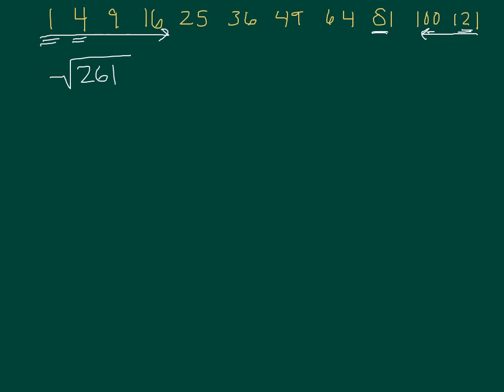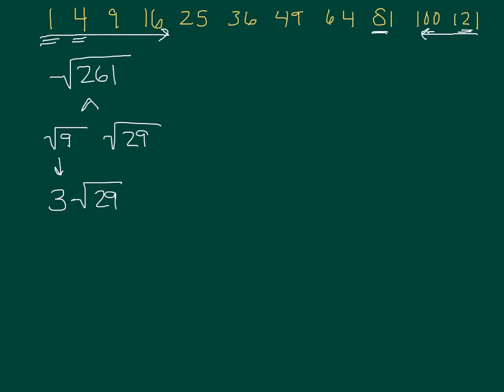And the answer is no. So let's try 9. Let's see if 9 goes into 261. And in fact, it does. 261 is 9 times 29. And what is the square root of 9? It's just 3. So we have 3 times the square root of 29.